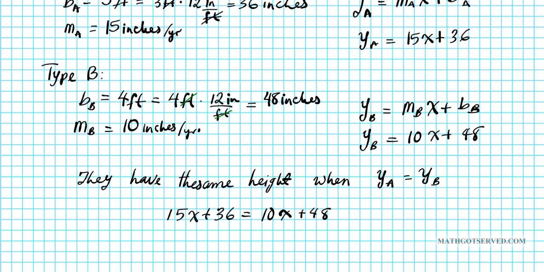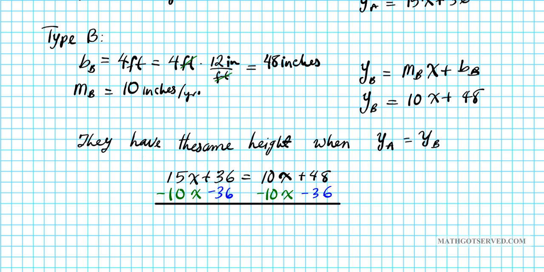All right, so let's solve for x. Subtract 10x from both sides. I like all my x's on the left. And subtract 36 from both sides. I want my constants on the right. Okay. All right, so if we go ahead and simplify this, combine them, we're going to have, let's see, 5x, that adds up to 0, equals, this adds up to 0, 48 minus 36 is 12.